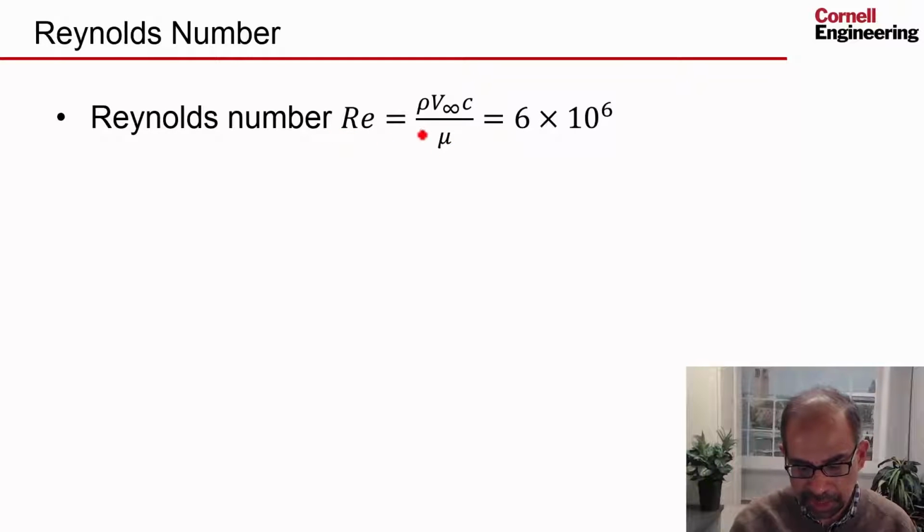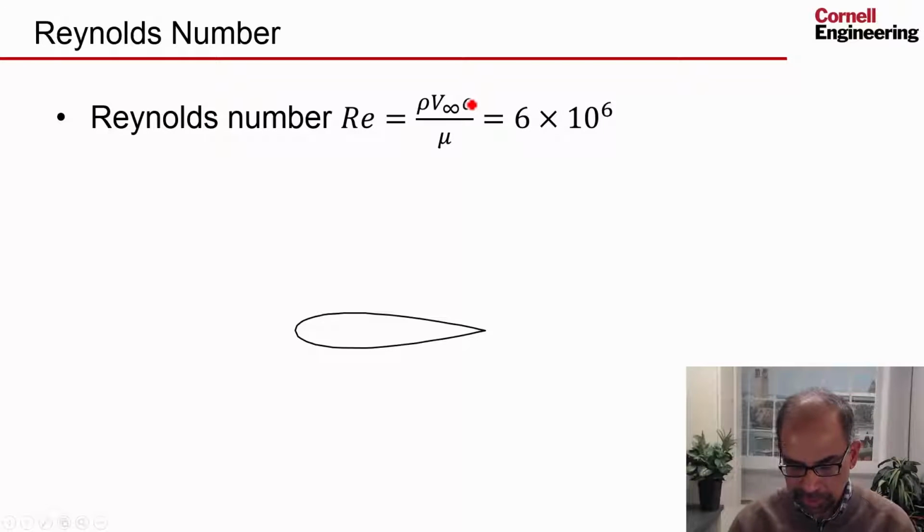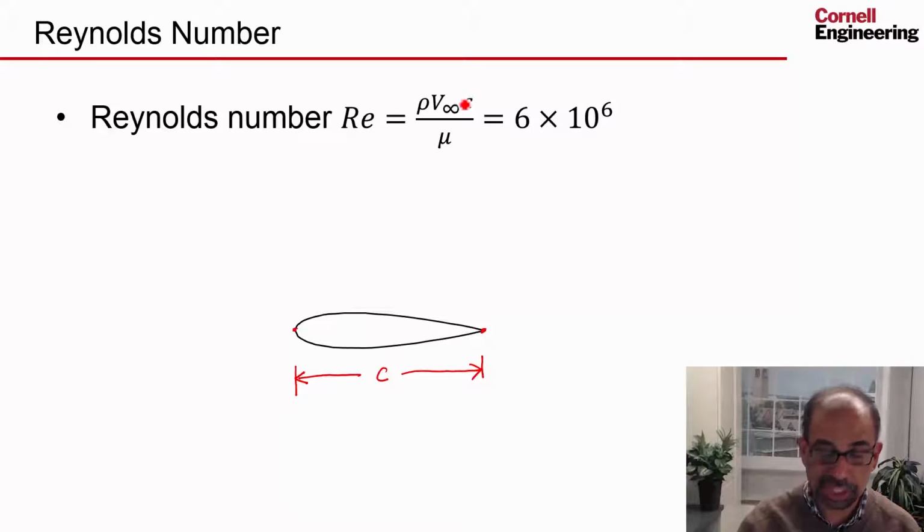Here, the Reynolds number is defined this way, and it comes out to be 6 million. This is the density and viscosity of the flow, which we know. You need a length scale in the Reynolds number, and what's used is the chord of the airfoil. If that's my airfoil, and that's the leading edge, and that's the trailing edge, then the distance from the leading edge to the trailing edge is the chord length. That's conventionally the length scale used in the Reynolds number.